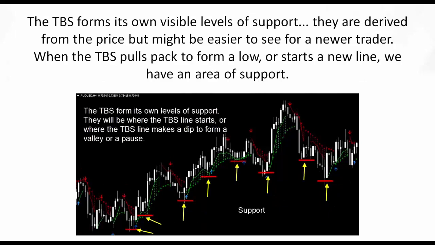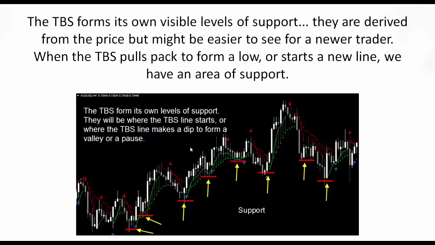Now, the TBS forms its own visible levels of support. They are derived from the price, but might be easier to see for a newer trader. When the TBS pulls back to form a low or starts a new line, we have an area of support. Now, the TBS is going to move up. It's the solid line within the chart, within this cloud here. So as the price pulls back, the TBS is also going to reflect that pullback. It's going to also move back.